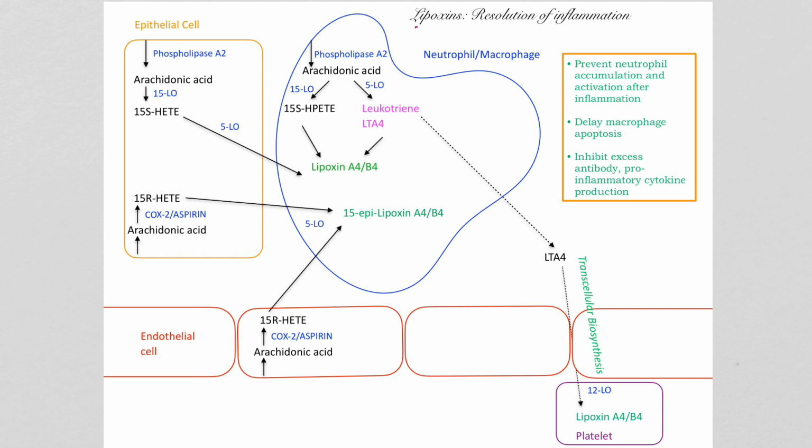So many chemicals are involved in the resolution of inflammation. One that we'll talk about here is this eicosanoid called lipoxins. You can see how they are synthesized. Epithelial cells, again by breaking phospholipid with phospholipase A2, get arachidonic acid, and then lipoxygenase enzymes like 15-LO convert that into intermediates, which then can be converted into lipoxins. Similarly, the neutrophils and macrophages can make their own lipoxins.